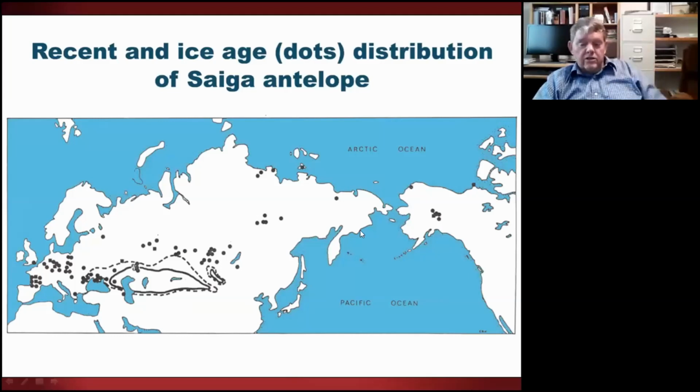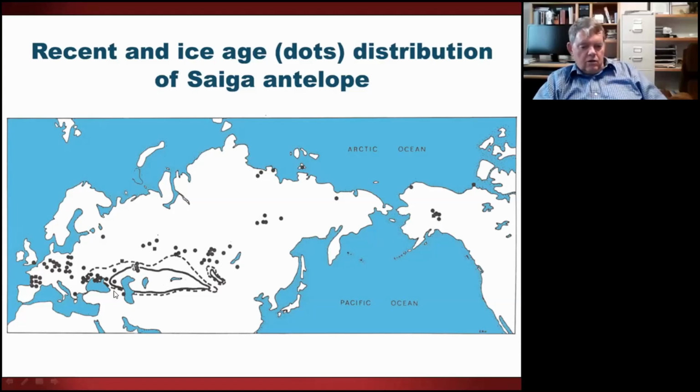And an indication of the lack of permafrost is the distribution of the saiga antelope. It has small hooves and can't live in bog country or marsh country. It has to have open, dry plains. So here are some distributions of the saiga antelope.